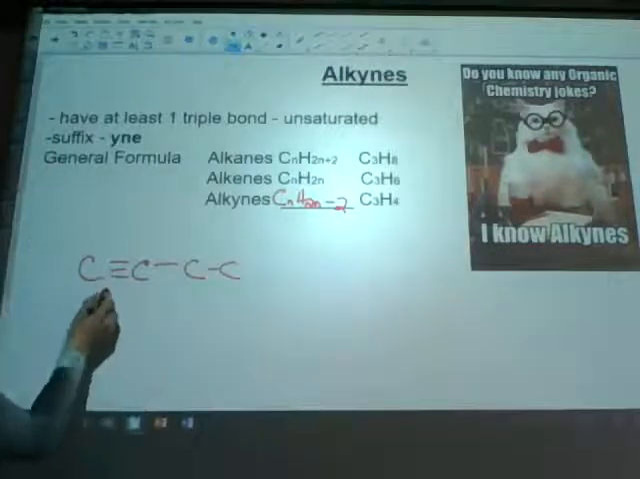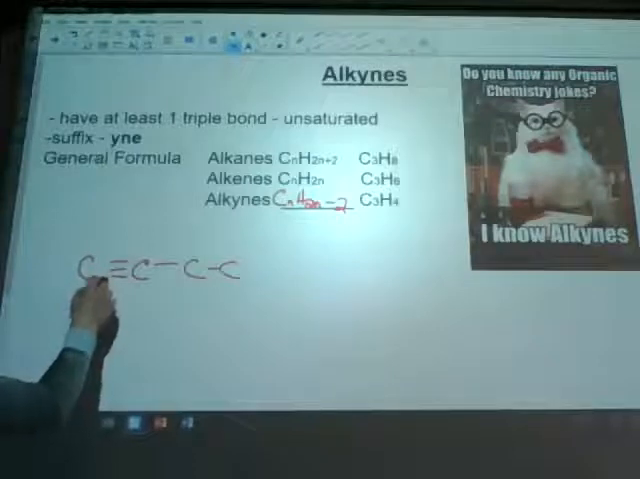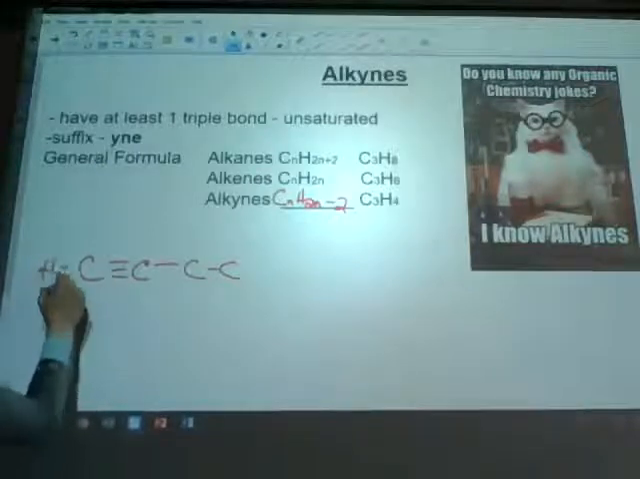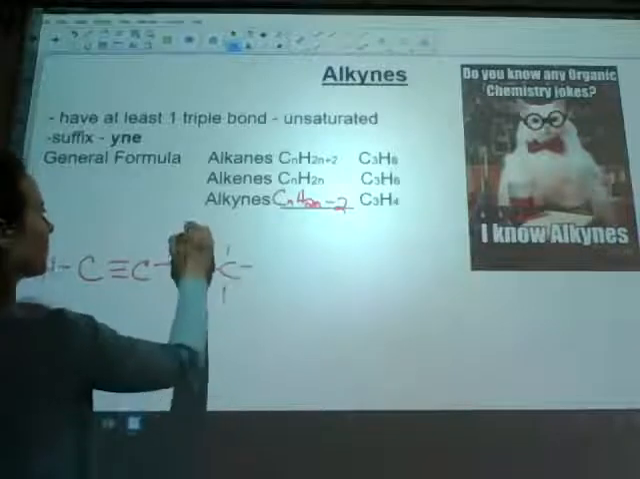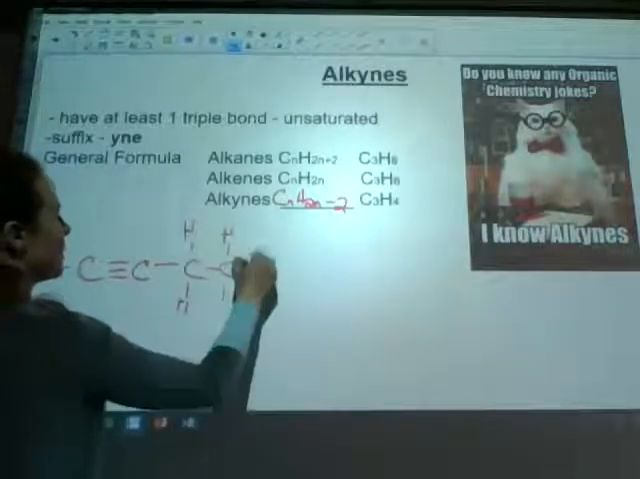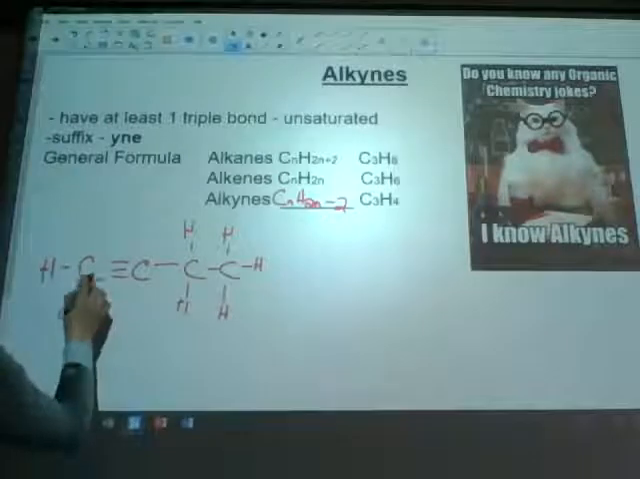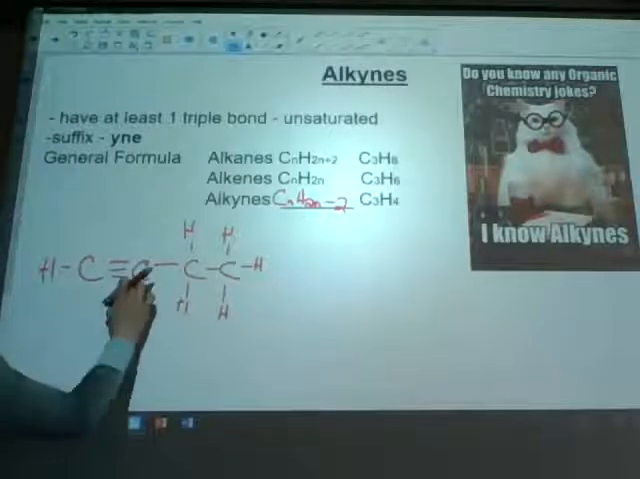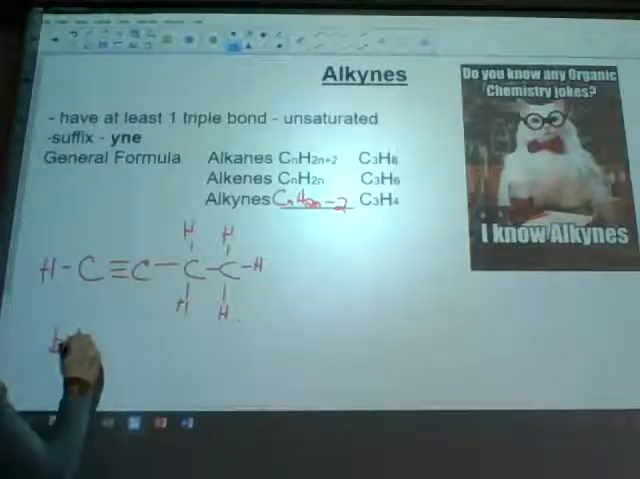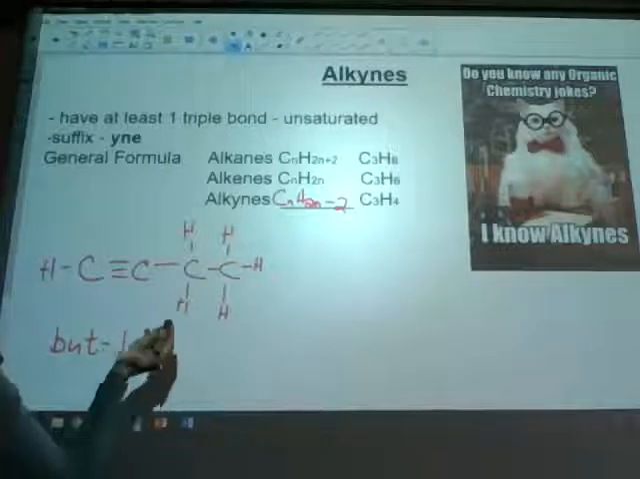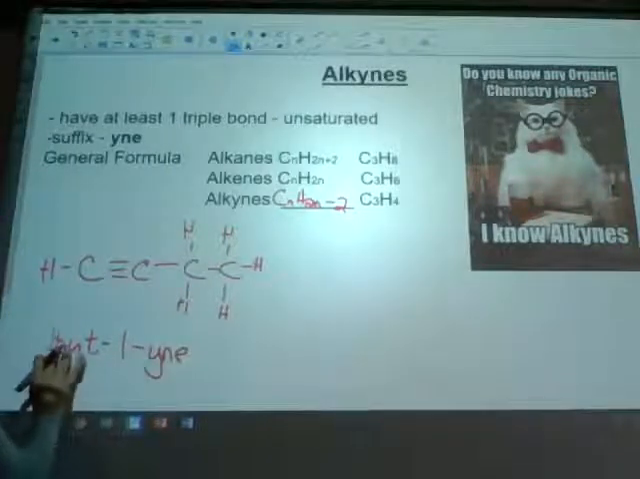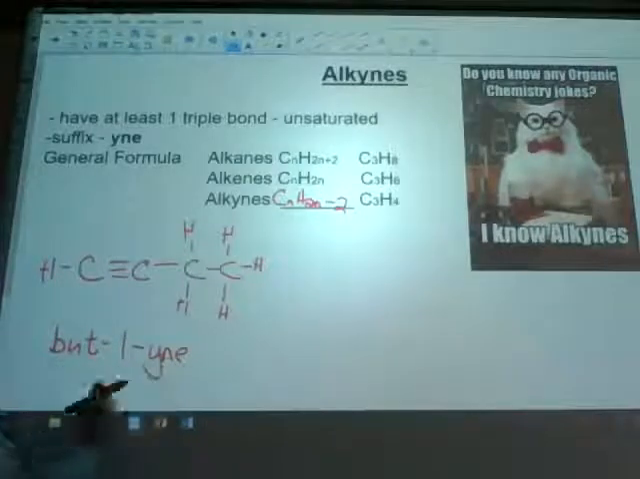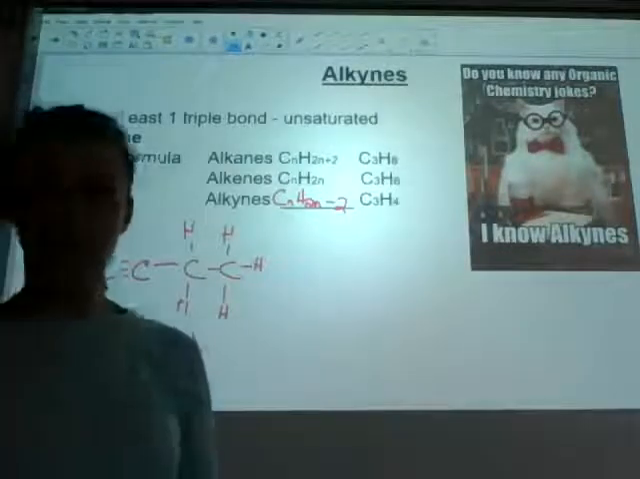Okay, fill in our hydrogen. So we actually have room for 1 over here. So we have our hydrogen. We don't have any room there. We have room for 2 here and 3 here. So this would be called 1, 2, 3, 4. So but-1-yne. Okay, so on the 4-carbon chain, first carbon, there is a triple bond. That's where it goes from there.